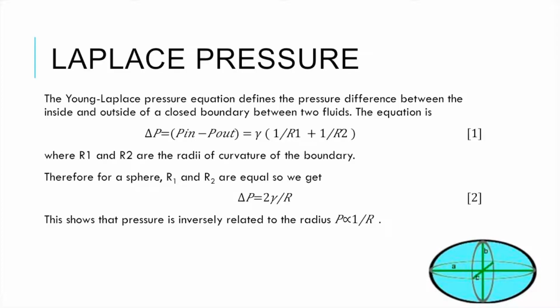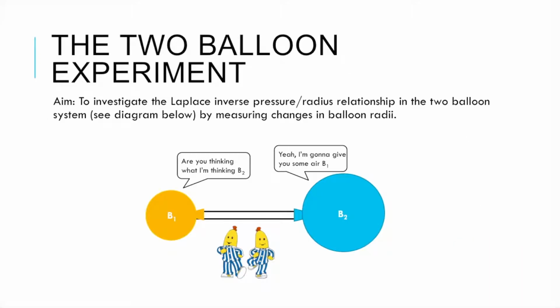Looking at this equation, it's clear that pressure is inversely proportional to the radius. But this seems counterintuitive. If you think about it, it makes sense for the balloons to increase in pressure as they get bigger, right? We can test this out. To do this, we can try the two-balloon experiment. So our aim here is to see if pressure really does decrease as radius increases.